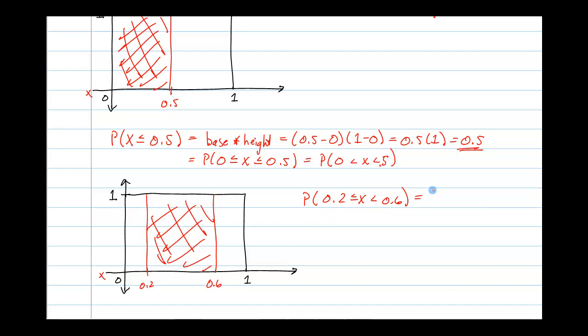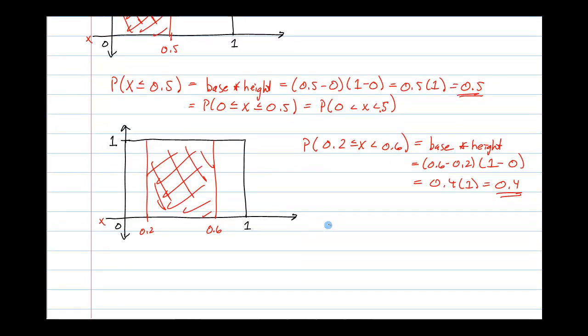Well, it's still base times height. Now when we talk about my base here, my base is 0.6 minus 0.2, and my height is 1 minus 0. So I have 0.4 times 1, which is 0.4. That's the probability that I'm in between 0.2 and 0.6 of this particular uniform distribution. Now note, this is so important: the probability that x is any particular value in this curve, and I'll say 0.5, could be any value, is 0. There's no area above a single point on a continuous distribution.